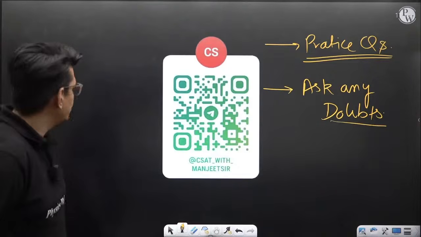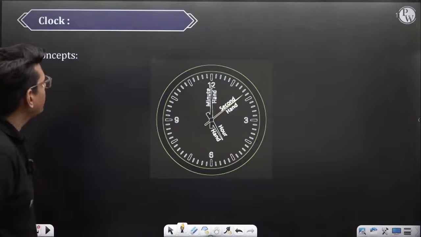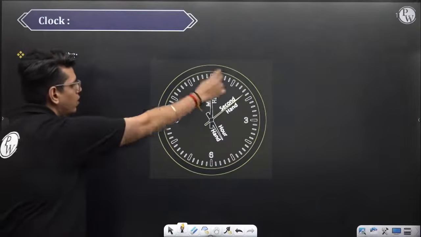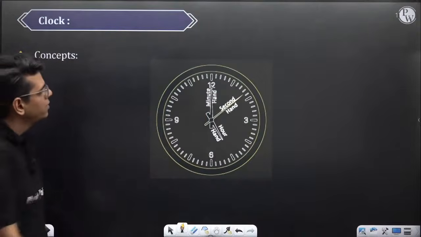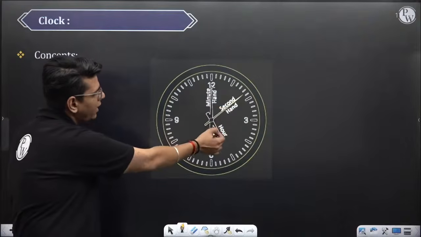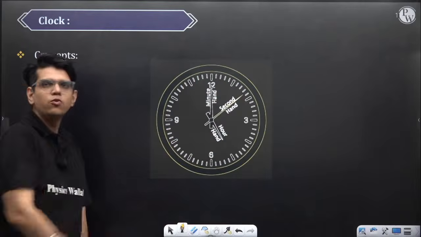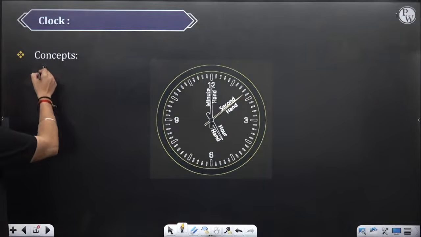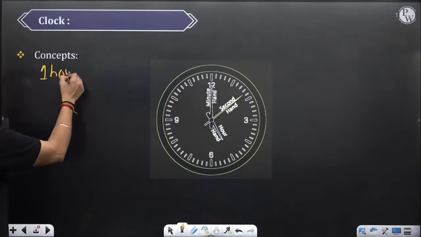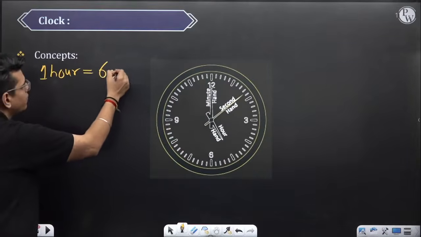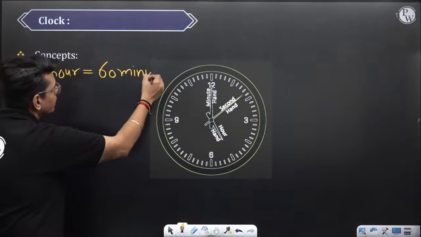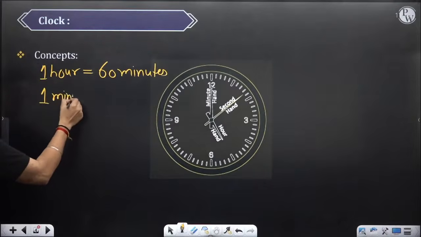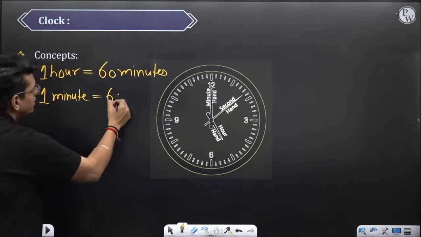Okay, so let's start with the topic clock. Some basics first. So this is the clock, right? There are three hands: minute hand, second hand and hour hand. All of these move at different pace. So what are the conversions first? 1 hour is nothing but 60 minutes. 1 minute is 60 seconds.